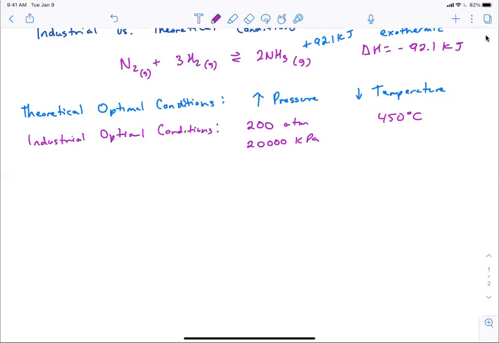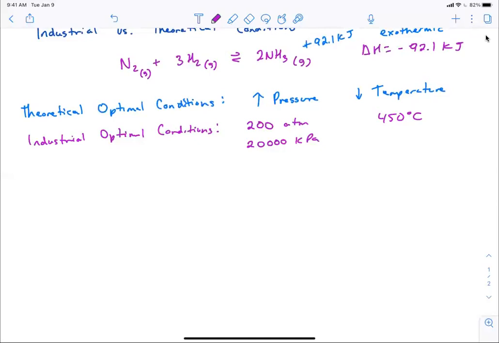So comment on the industrial optimal conditions. What's one comment about those values? The temperature is much higher than optimal, right? Because the pressure makes sense, since you want to make more NH3. So the temperature is pretty high. What's a reasoning for why you'd want a high temperature in this reaction, even though it produces less yield?